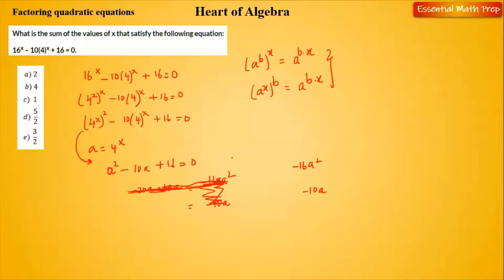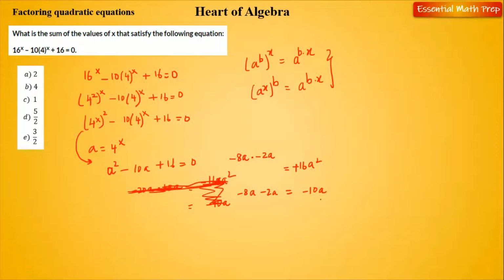If you multiply negative 8a times negative 2a, we get plus 16a squared. At the same time, if we add these two terms, we get negative 10a. I apologize for the little mix up here.